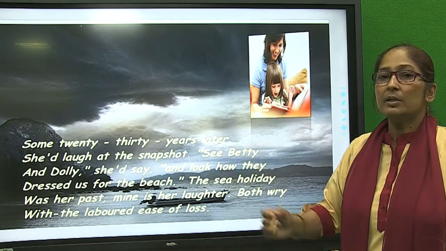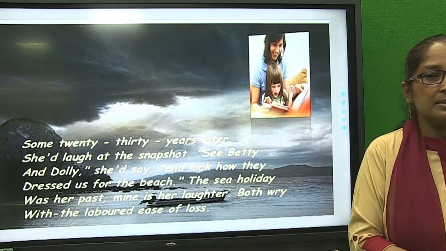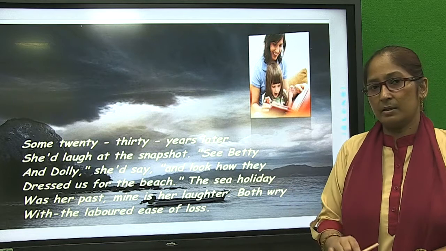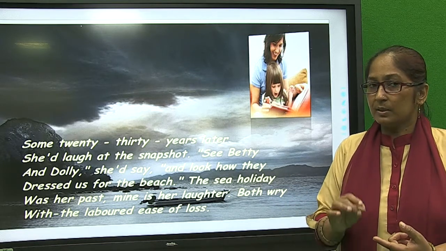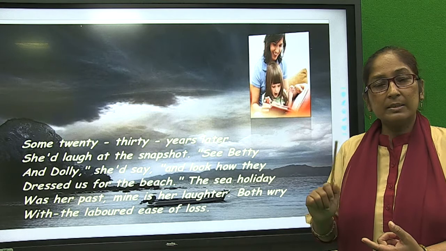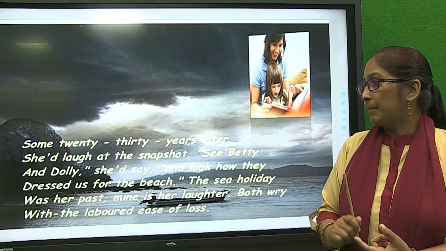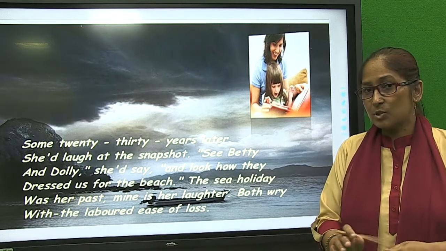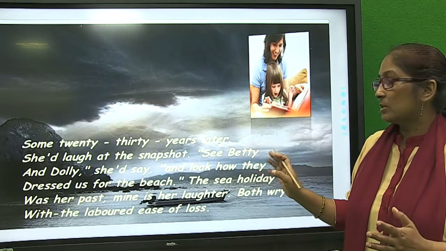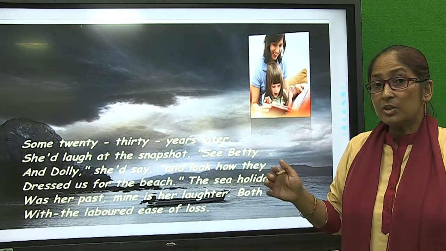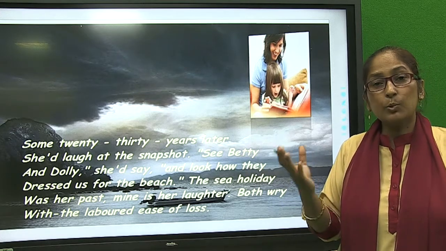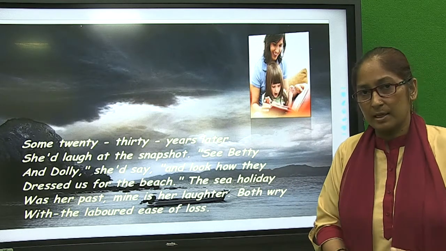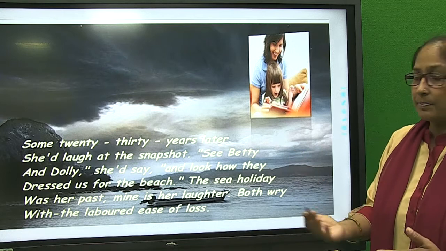See, Betty and Dolly. The names of the poet's mother's cousins were Betty and Dolly. This is just read in this paragraph. In the second paragraph, the names of the mother's cousins are mentioned: Betty and Dolly. Now the poet addressed them and said to her daughter, see, Betty and Dolly, how are they looking? How are they dressed up? Means including herself. कहते हैं हमें देखो कैसे dress up किया गया है.